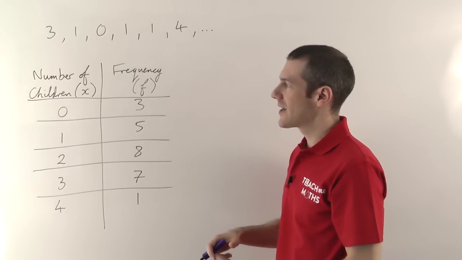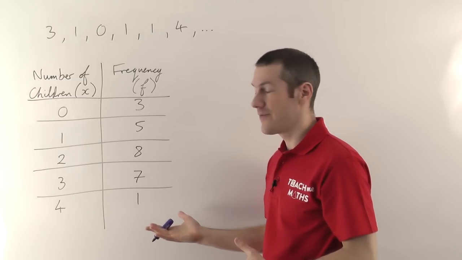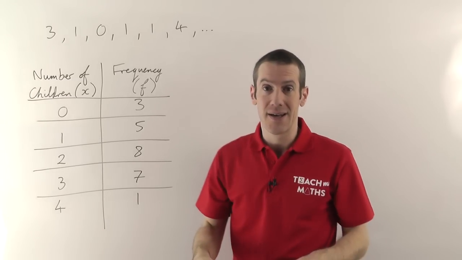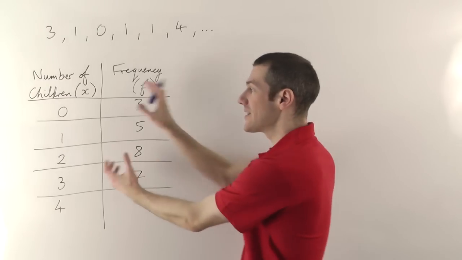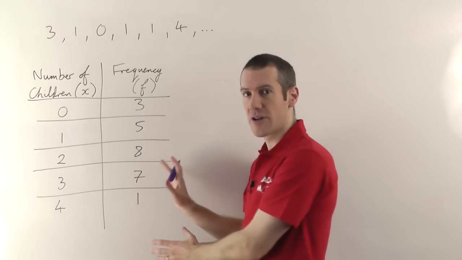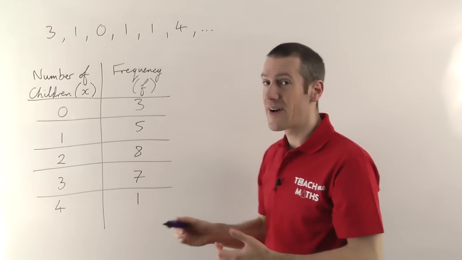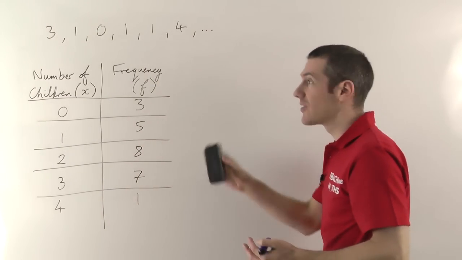So when you're given a question, finding the mean of a frequency distribution, in a test for example, usually they give you the frequency table. You don't have to construct this yourself from the long list of numbers. In fact, in general, they don't give you the long list of numbers at all.